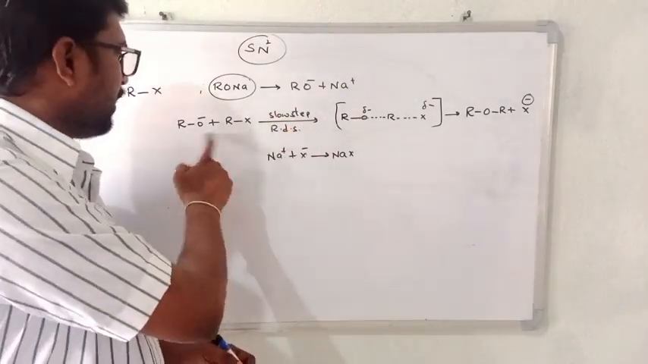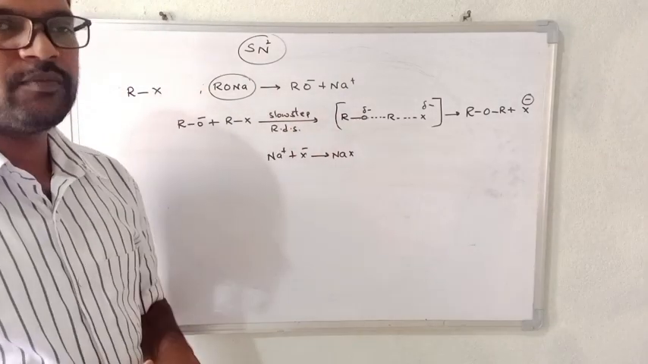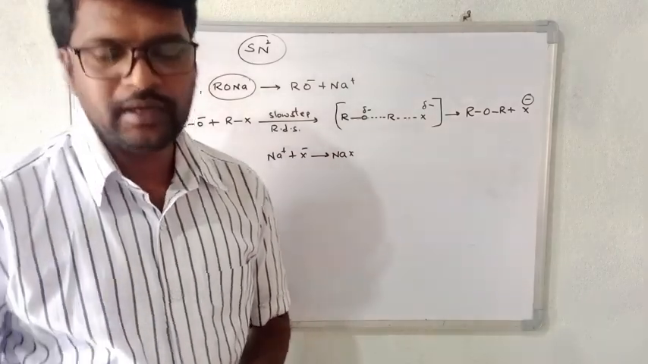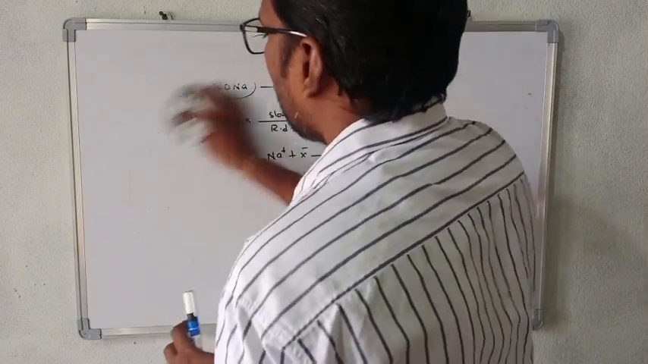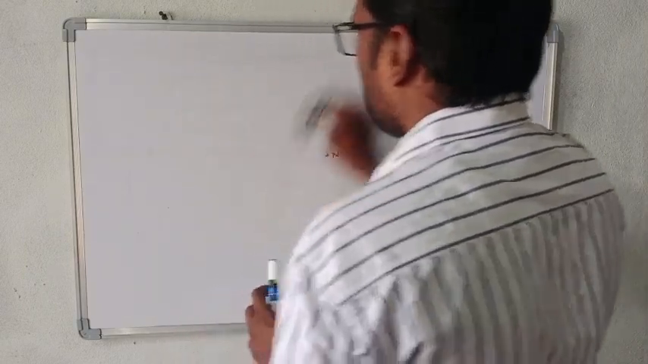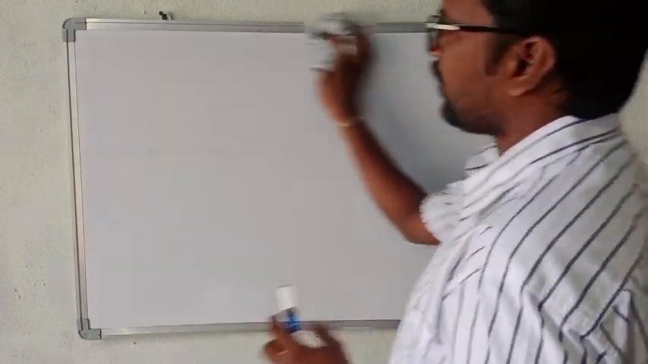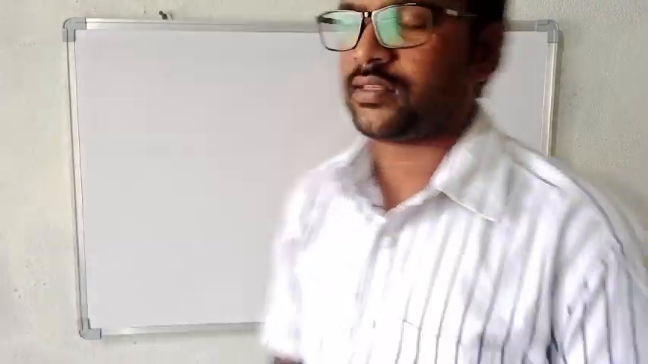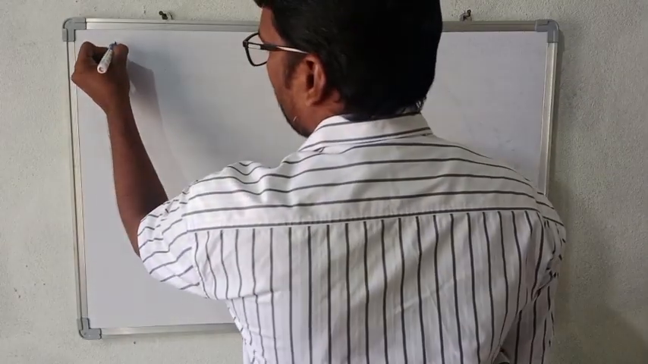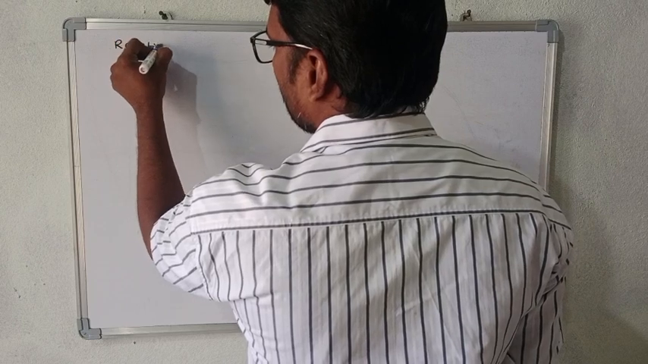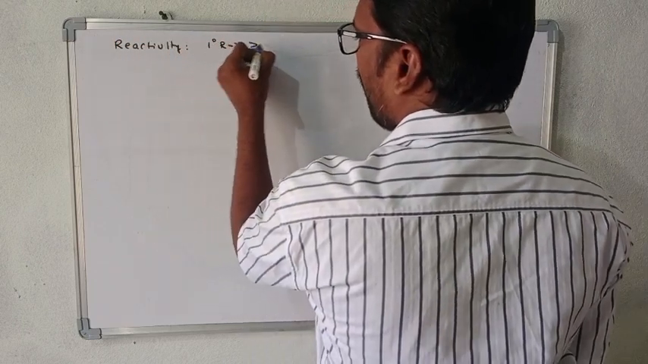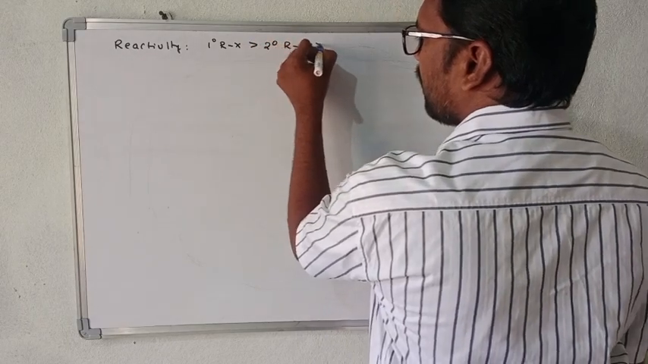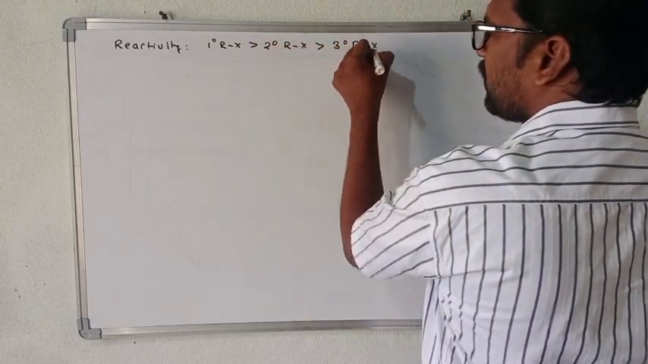And in its slow step, both reactants can be involved. That's why it is a bimolecular nucleophilic substitution reaction. Okay, so in this reaction, when you see alkyl halides and alkoxides are involved, what is the reactivity order of alkyl halides? First we can see. Generally in this reaction, the reactivity order is primary alkyl halide is more reactive than secondary, and least reactive is tertiary.